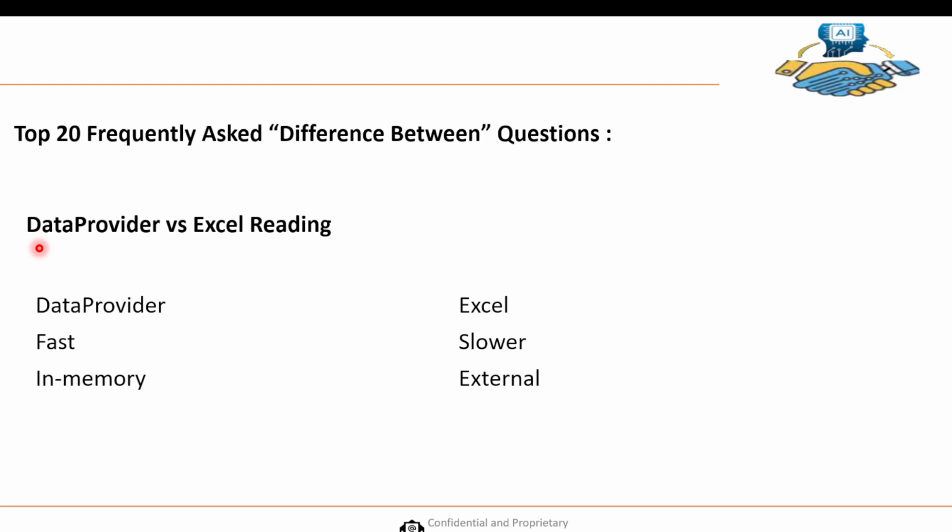Then what is the next difference, data provider versus Excel reading? If we use a data provider in TestNG, it's fast. It's in memory, whereas if we are using Excel, it's slower and external. We need to download other dependencies like Apache POI and other details.